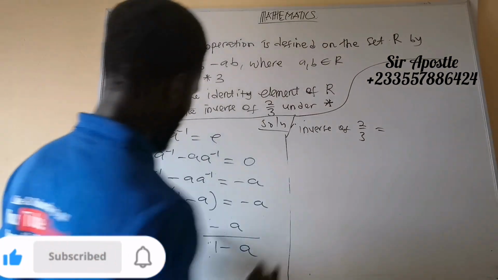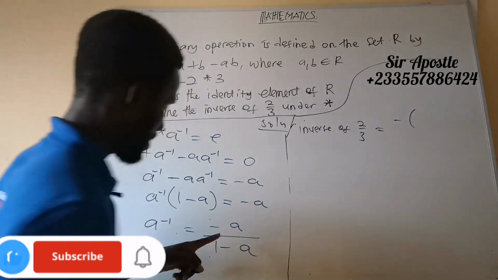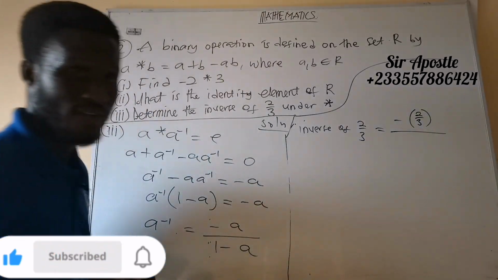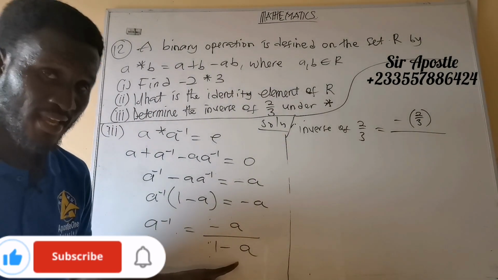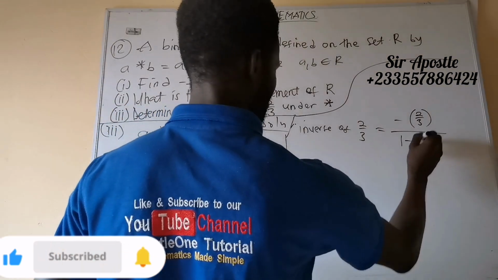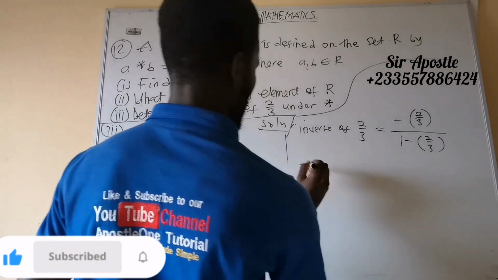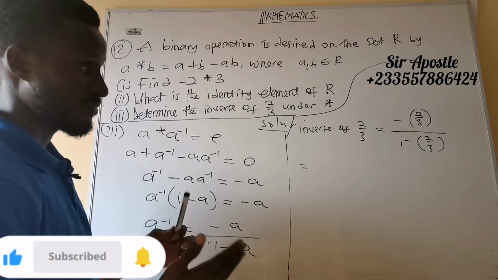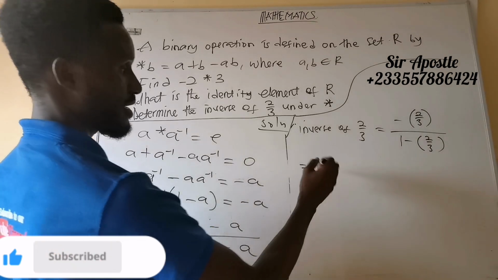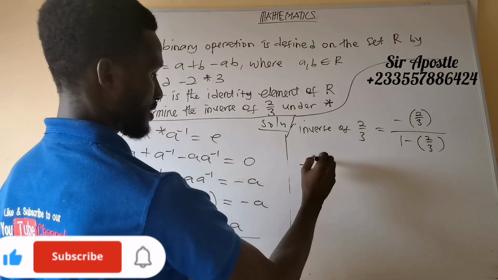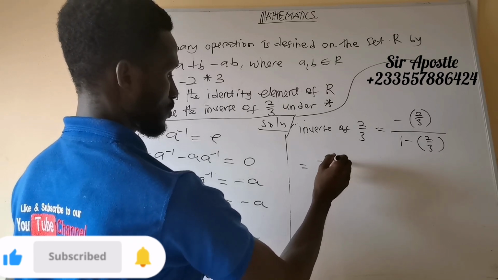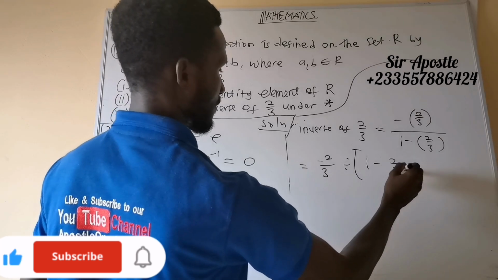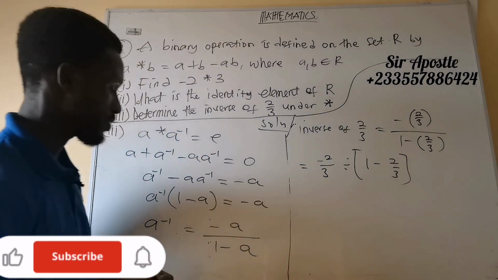So we're going to get minus A, A is 2 out of 3. So minus 2 out of 3, divided by 1 minus A. A is 2 out of 3. Now let me continue from here. The rest is a simple fraction. So this one is the same as minus 2 out of 3 divided by the down one, which is 1 minus 2 out of 3.